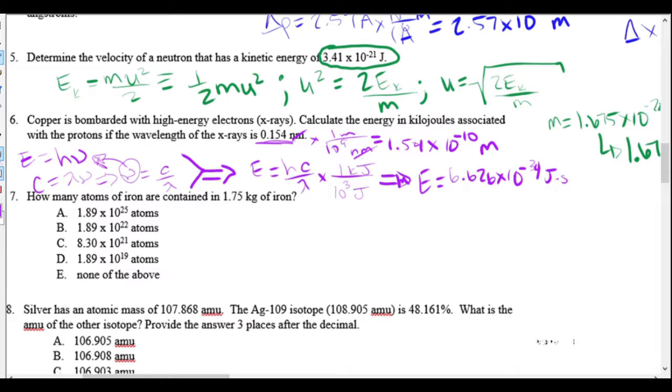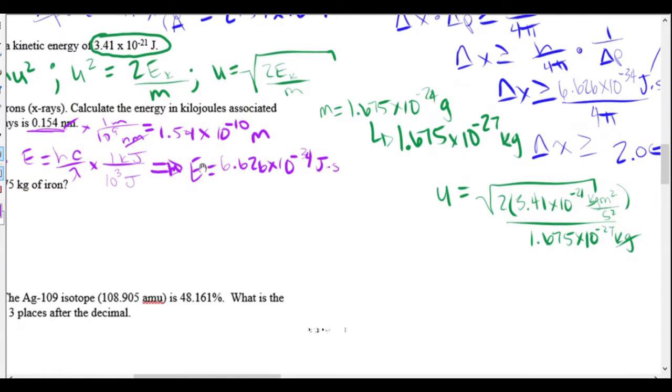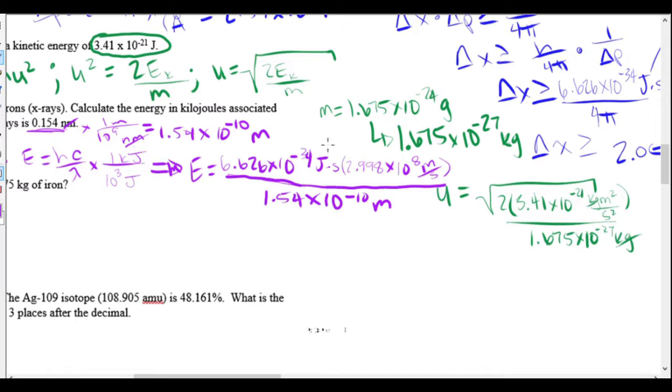Times, we want the speed of light now. The speed of light is 2.998 times 10 to the 8th meters per second. All of this, sorry, I know it's getting really crowded and sloppy, is going to be divided by our lambda, which is 1.54 times 10 to the negative 10 meters. If we're checking our units, seconds cancel, meters cancel, and that leaves us with joules.